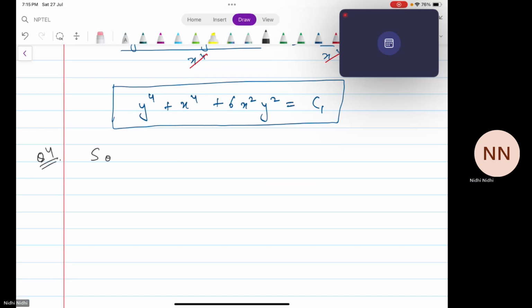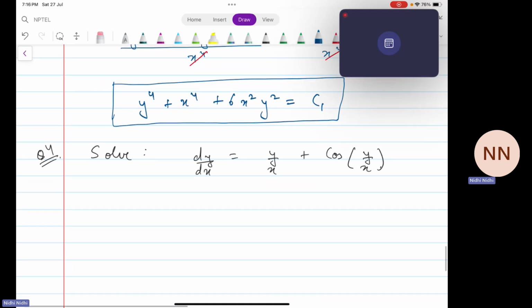Solve dy by dx is equal to y by x plus cos y by x. Since we already have the problem in the variable y by x, it is clear that this is a homogeneous equation. So we'll start with the standard method used to solve the homogeneous equation, which is through substitution.